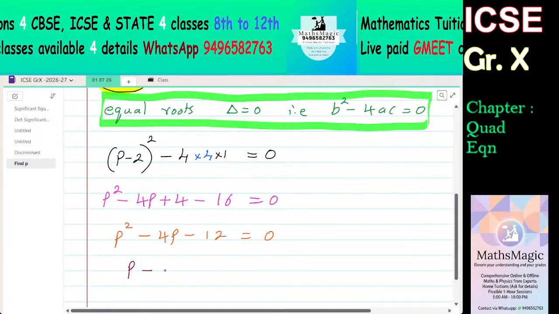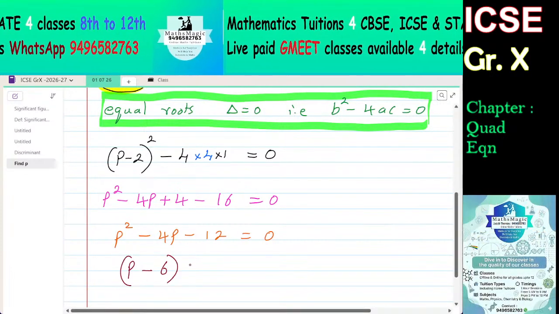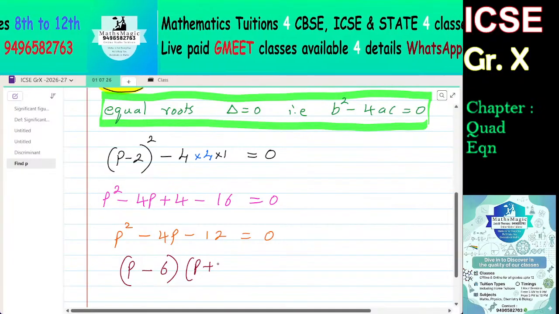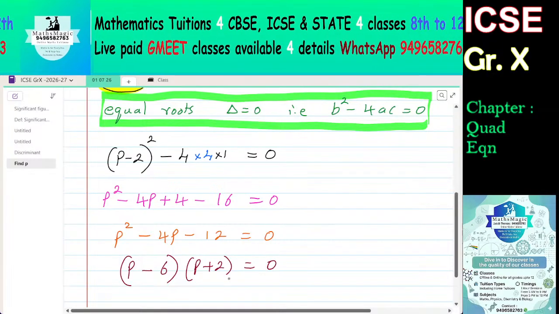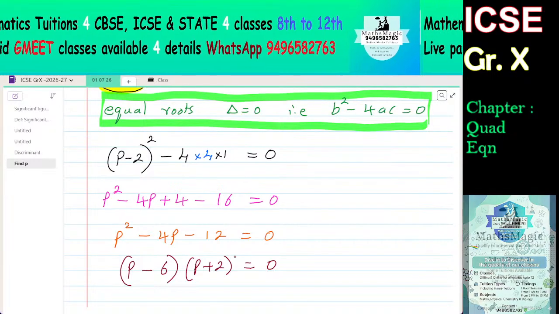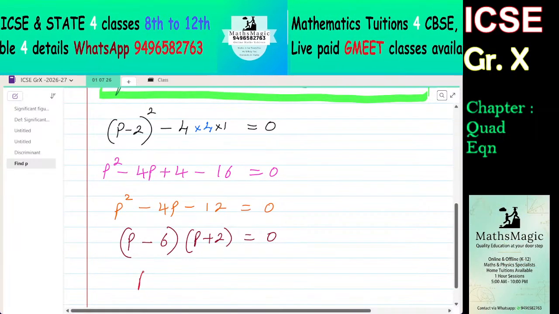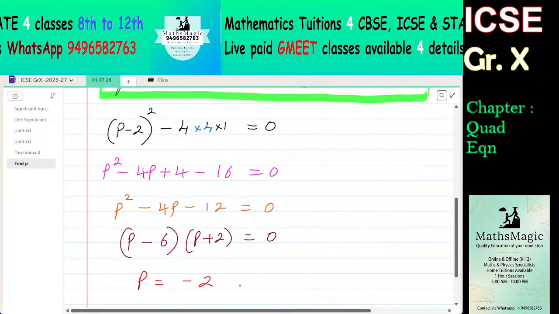It's 6 and 2, okay, p minus 6 times p plus 2, right? Minus 6 plus 2 is minus 4, minus 6 times 2 is minus 12. And now we have the answer p as 6 or negative 2.